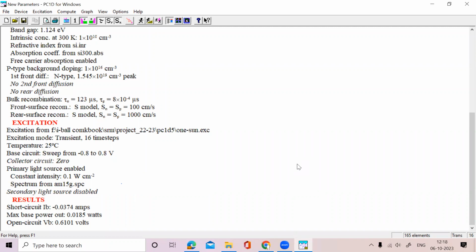Okay, and what is the efficiency? VOC times ISC times fill factor, divided by the input power. What is our area? Our area is 1 centimeter square. Divided by 1 times what is our watt per meter square. You see the constant intensity; I am using 0.1 watt per centimeter square. You divide by this value, and you can find the efficiency.